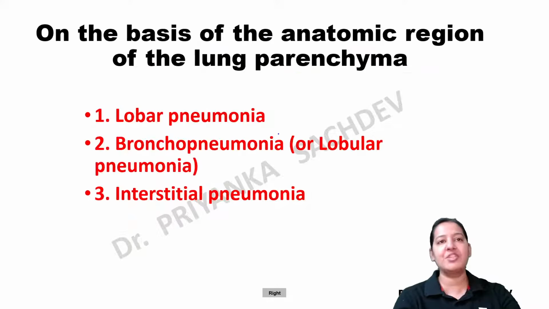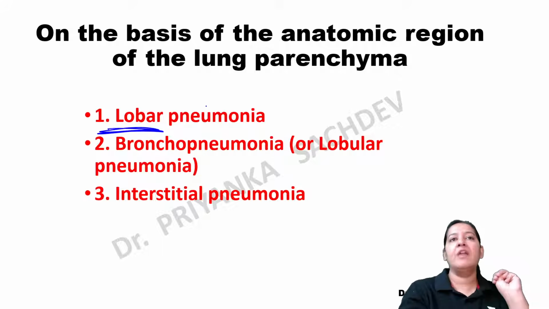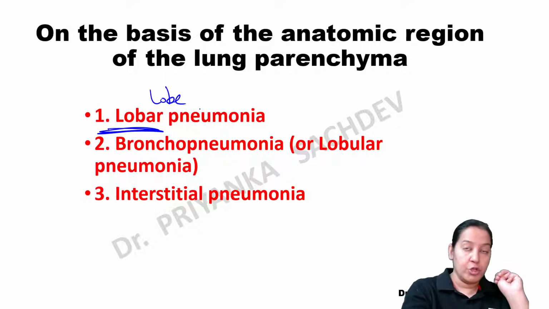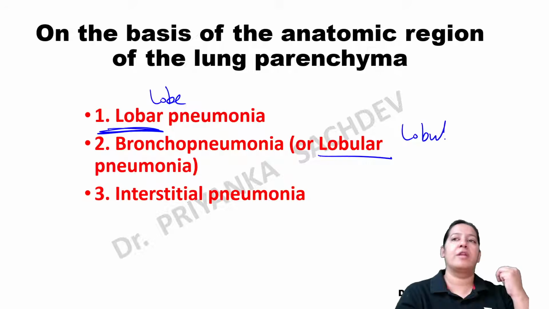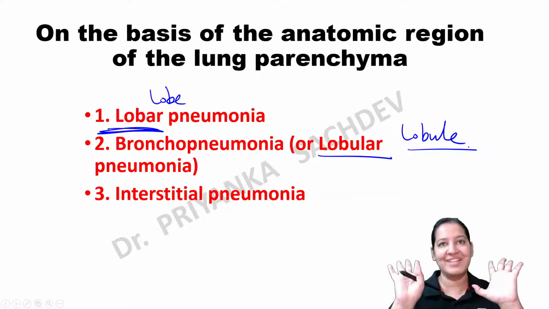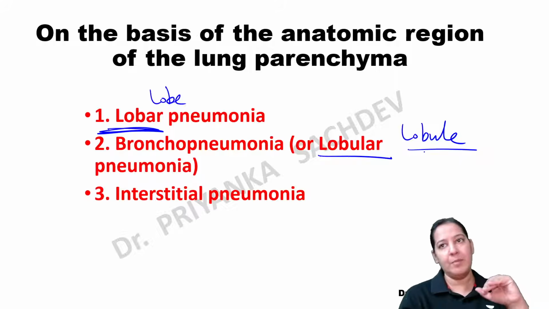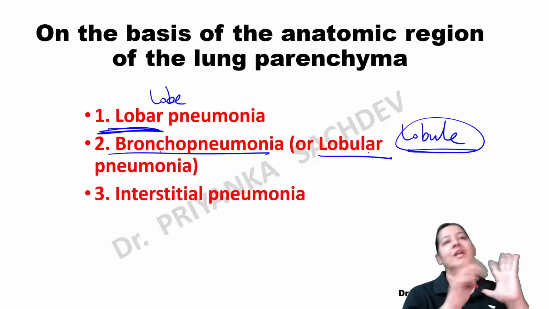Based on the anatomy, we have 3 types of pneumonia. Lobar pneumonia, in which a lobe of the lung is involved. You already know what a lobe is. Lobular pneumonia, in which a lobule is involved. I guess everyone can understand what a lobe is, what a lobule is. I have explained it well, right? So lobar pneumonia, lobular pneumonia. Lobular pneumonia is also known as bronchopneumonia. Broncho and lobular are one and the same thing.